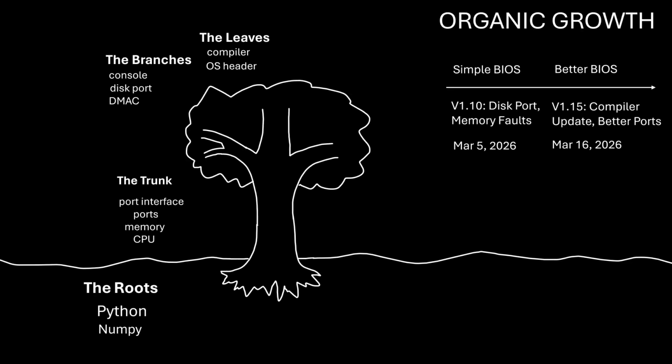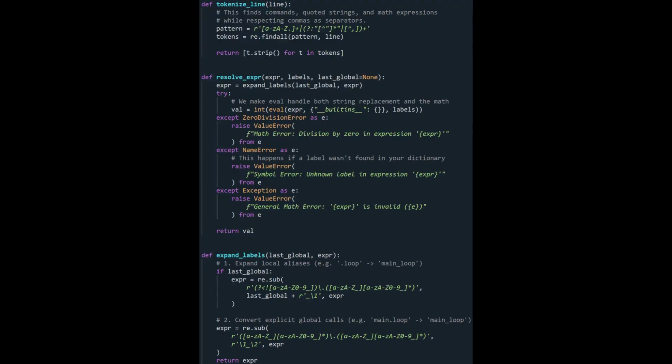The next major milestone was a complete refactoring of the compiler and the port system. To upgrade the compiler, I had Gemini help me build these helper methods. They use the regex module for string parsing, replacing the clunky manual parsing that I was using previously. I also used the resolve expression method here to limit eval to just basic math. This makes my compiler powerful while remaining safe.